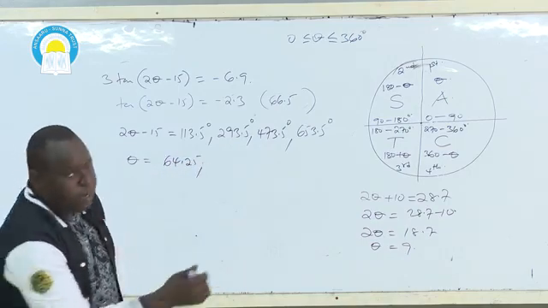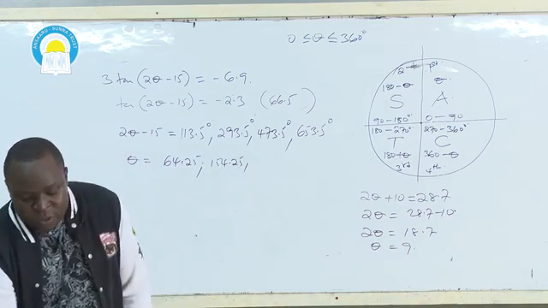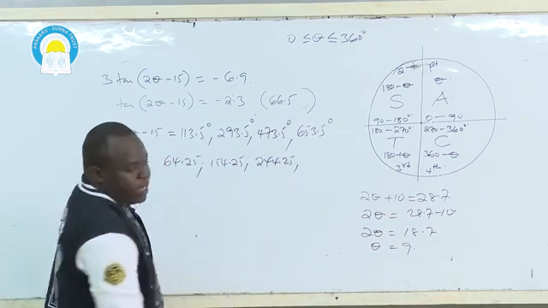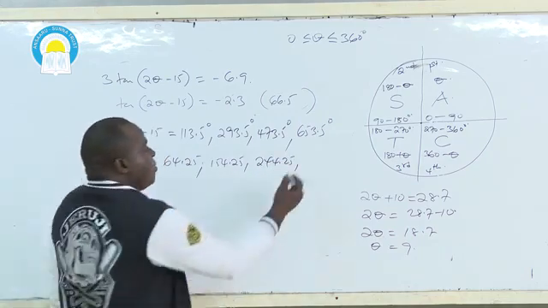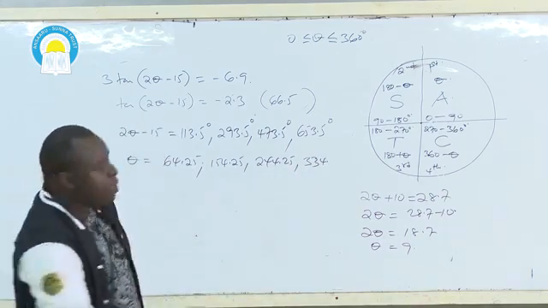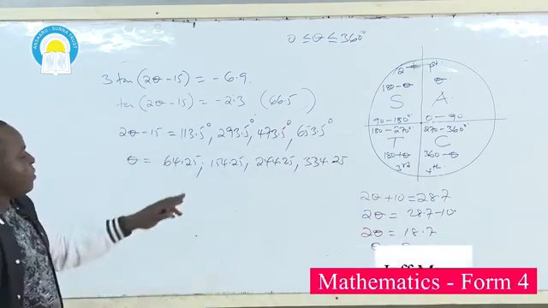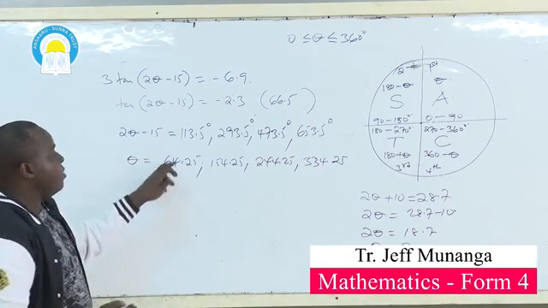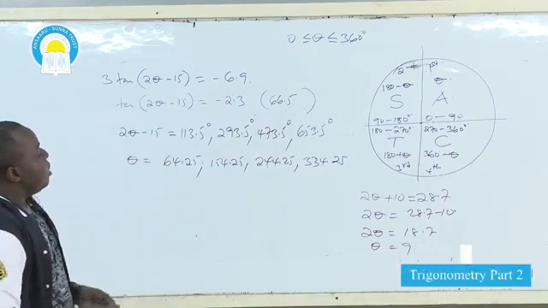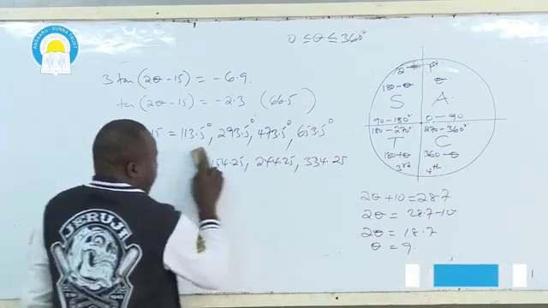The next one should be 154.25. The next one should be 244.25. Then the last one should be 334.25. So those are the 4 answers. And again, if you look at them, you notice that they're always between what was required, 0 to 360. Okay, one more example for today.